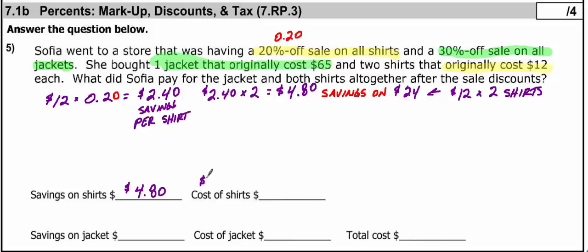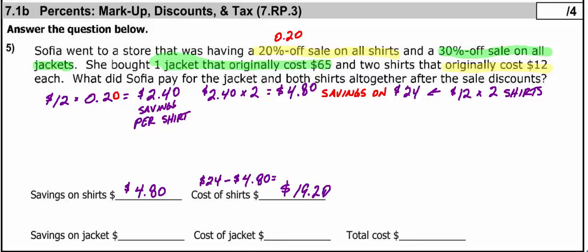So to find the cost of the shirts, we have to take the $24, we have to subtract the $4.80 that she saved, and that gives us a price of $19.20.